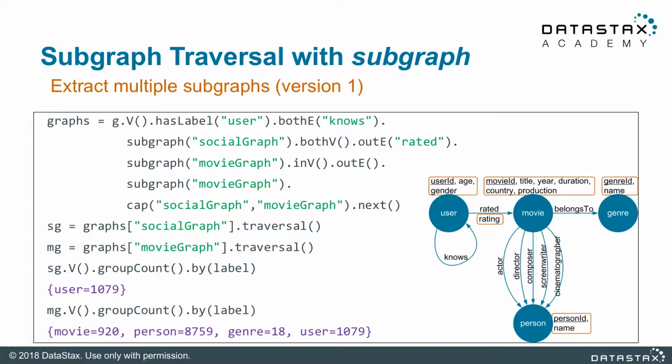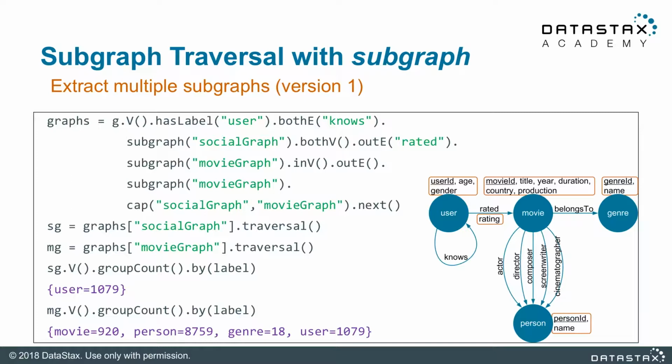Then we extract that subgraph, calling it socialGraph. Now, when we are done with that subgraph step, we call bothV. Now remember, subgraph doesn't pass the subgraph on to the next step in the traversal stream. It generates a side effect. So the bothV call on the second line is taking its input from the bothE on the first line. Now in our schema, the endpoint of a knows edge is always a user. So bothE will give us user vertices.